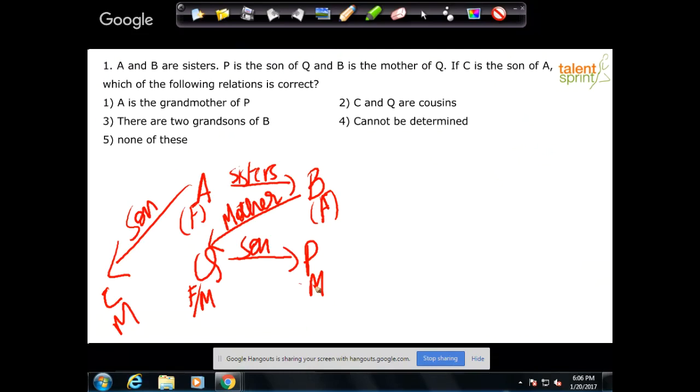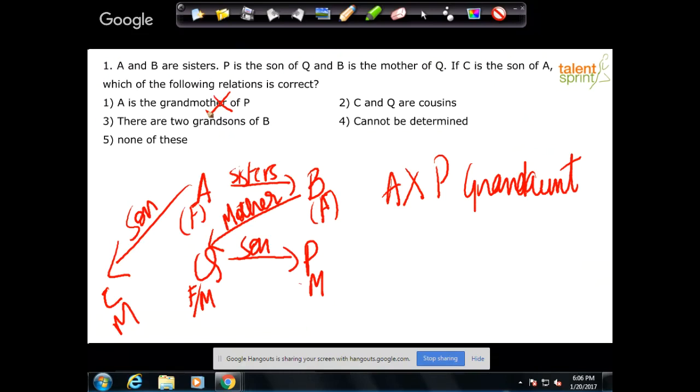Now let us start looking at the options that we have. Option 1 says A is the grandmother of P. Now if we try and establish the relationship, A and P are related, but A is the grand aunt. Therefore, this relationship does not hold true.